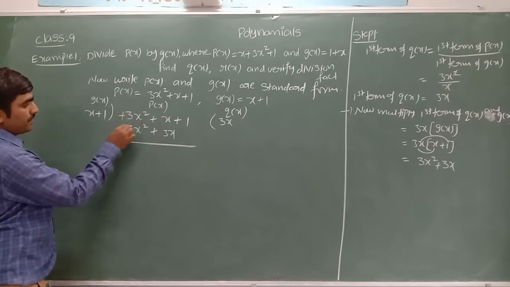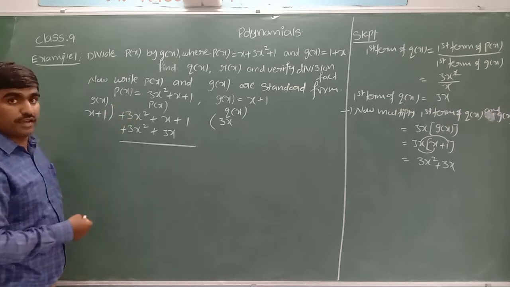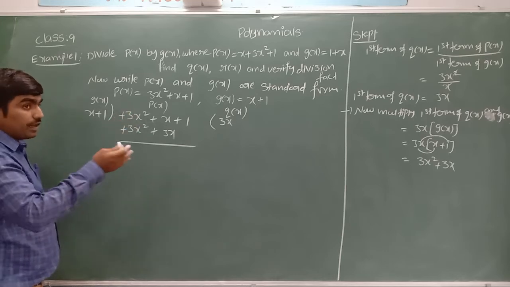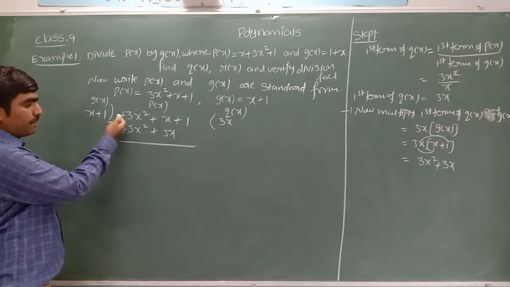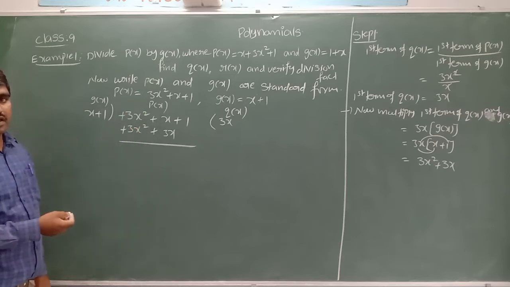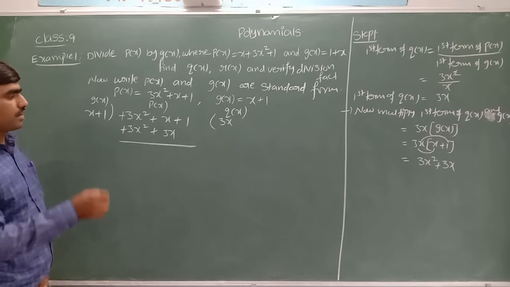Now there is no symbol, just a plus symbol. So we need to eliminate the first terms. But both the terms have the same symbol, so it's not possible to eliminate them directly. We can eliminate them directly when they have different symbols, like plus 3x square and minus 3x square. Here both have the same symbol, so we can't eliminate them directly.